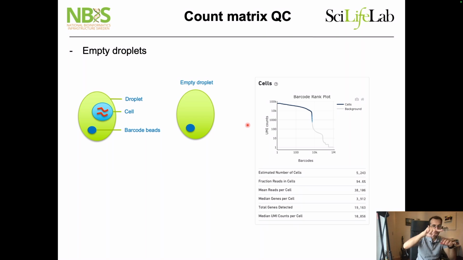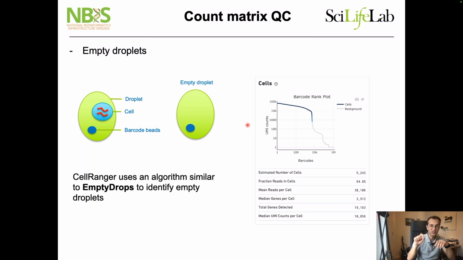So the idea here is to see a drop in the distribution, or in the line. That shows that all of a sudden you have many empty droplets. That's the spot where Cell Ranger, using an algorithm similar to EmptyDrops, tries to identify this breakpoint. And what you get at the end is the filtered set, and these are the cells or droplets that have cells, and the empty droplets have been excluded.